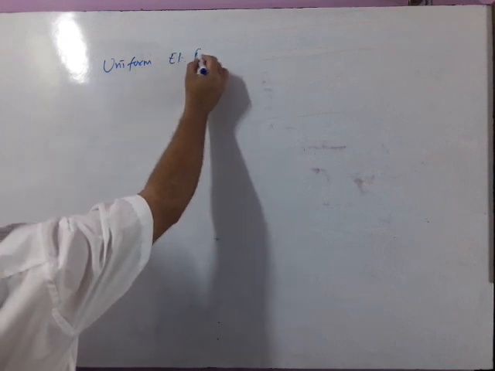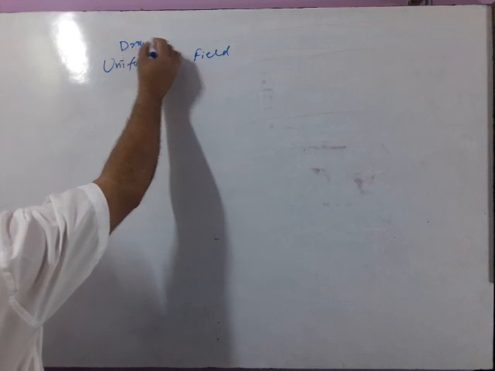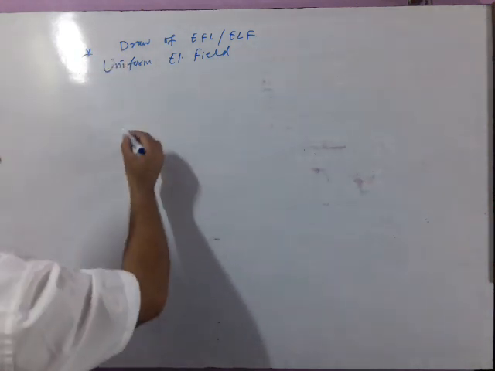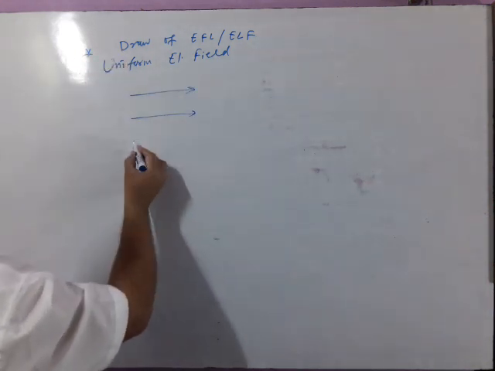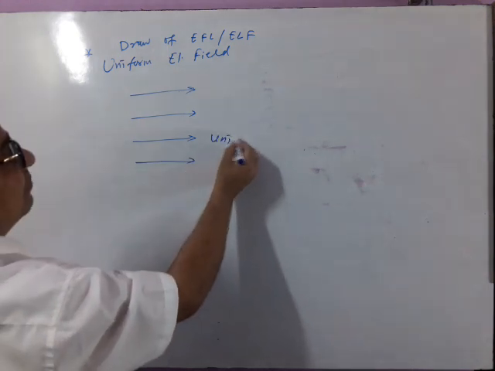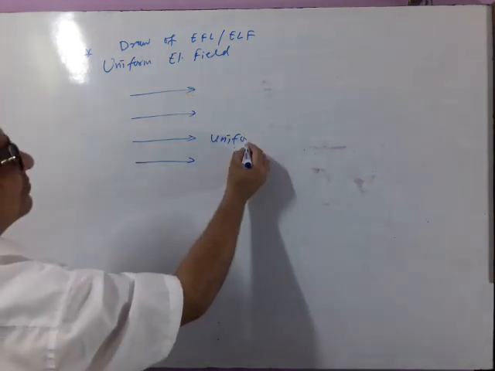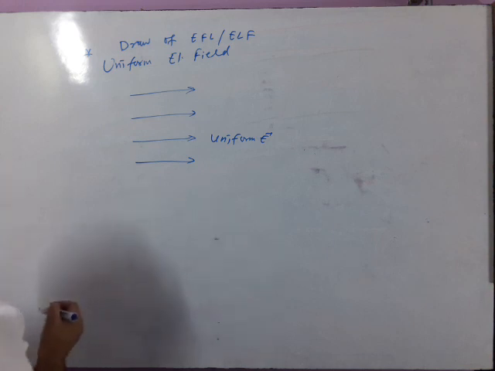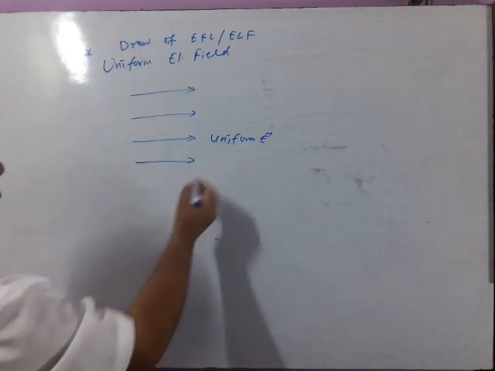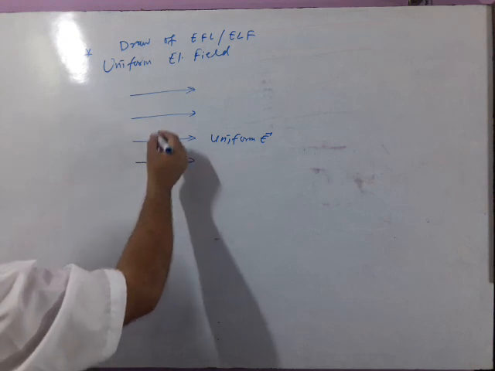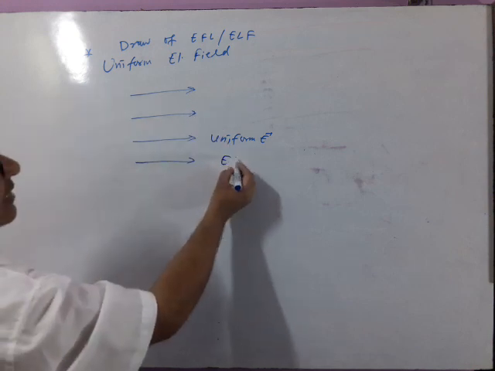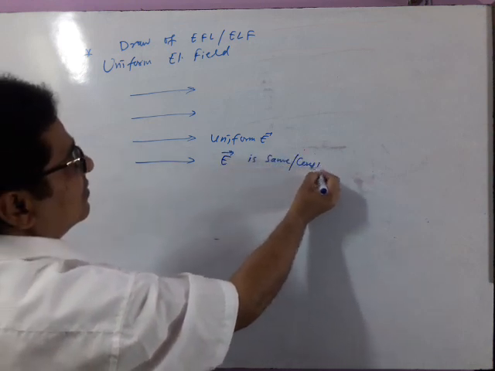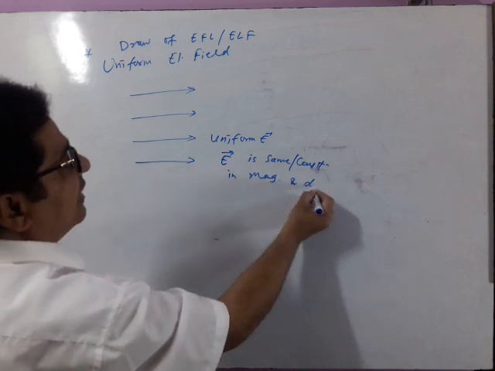Uniform electric field. How will you represent with the help of electric field lines or electric lines of force? Uniform field represented like this. Equally spaced, equal length and same direction of the arrows. This is called uniform electric field. Uniform means in all the given region, at each and every point, electric field is the same or constant in magnitude and direction.